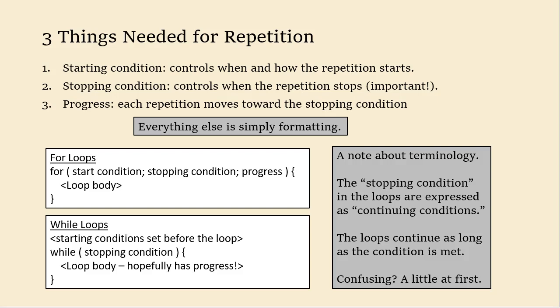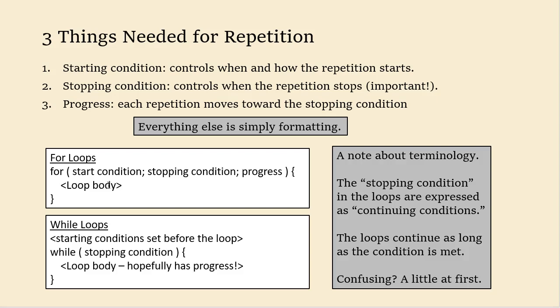Okay, once you know that you're looking for those three things when you're looking at a new programming language, it's simple. Now you're just looking for, okay, how do they do that? How do they get those three things? What is the syntax that I need to pay attention to? And in Java, the for loops have the start condition, stop condition, and progress right in the conditions set up for the for loop. So the for loop starts with the keyword for, and then open parentheses, close parentheses. Inside those parentheses are the start condition, the stop condition, and progress. And then the loop body is the section of code that gets repeated.